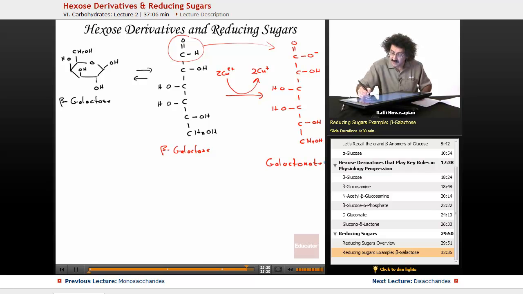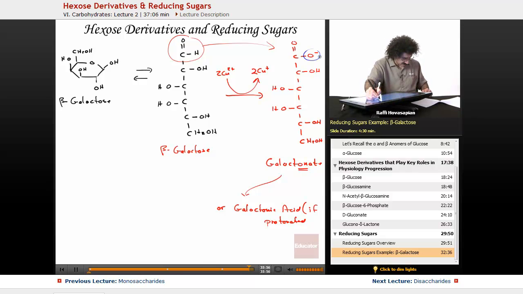This one, galactonate. Remember, gluconate, galactonate, this ON. Just drop the OSE from the galactose, glucose, mannose, add the ON, and either put galactonic acid if this is protonated, or galactonate if it is deprotonated. And that's it. I'll go ahead and write that. Or galactonic acid if protonated. In other words, if this is protonated right up here. Okay?